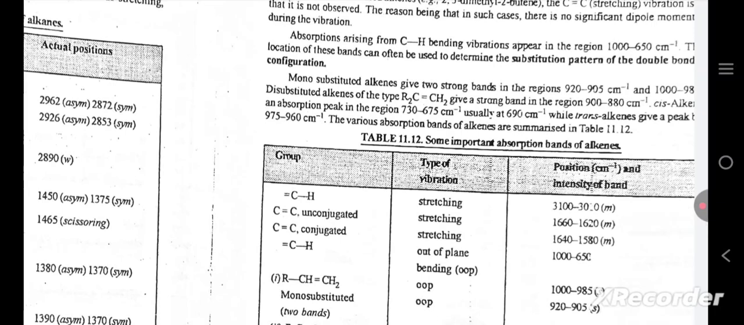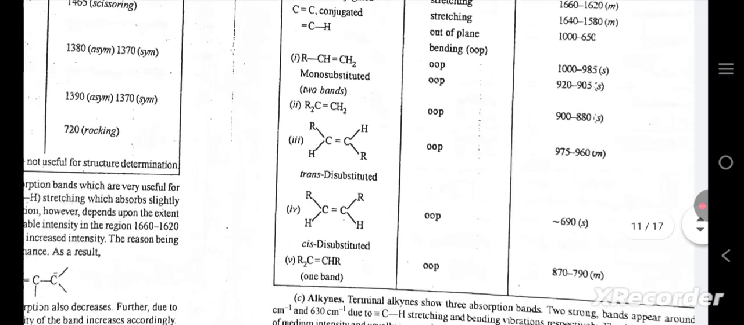Absorptions arising from CH bending vibrations appear in the region below 1650 cm⁻¹. The location of these bands can often be used to determine the substitution pattern of the double bond configuration. Monosubstituted alkenes give two strong bands in the region 920 to 905 cm⁻¹. Disubstituted alkenes of the type R2C=CH2 give a strong band. Look at figure 11.12. Some important absorption bands of alkenes. Look at this figure.